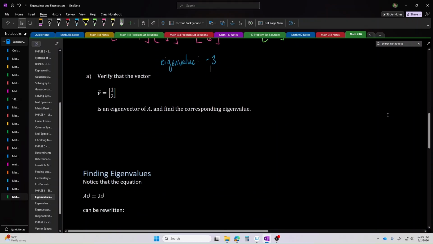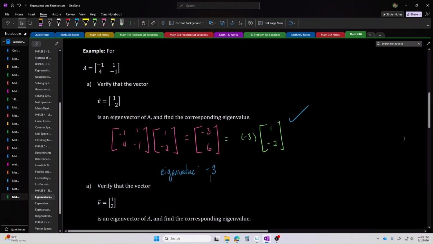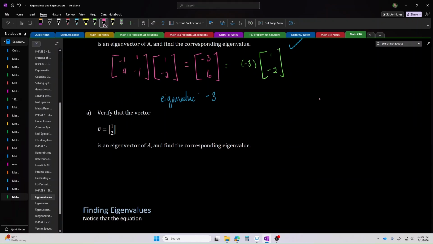Let's also verify that the vector (1, 2) is an eigenvector of this matrix. And then let's find the corresponding eigenvalue. So once again, to verify that result and to find the corresponding eigenvalue, all we have to do is multiply the vector by the matrix and see what happens. So we have -1 plus 2, giving us 1. Then we have 4 minus 2, result 2.